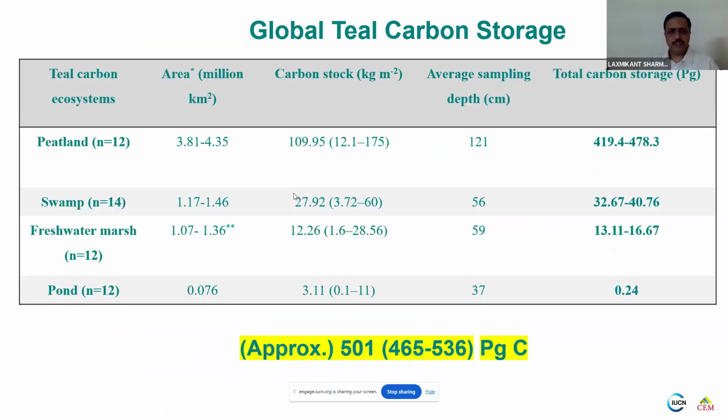So after all these scenarios, after the global survey we have conducted, we categorized the peatland, swampy, freshwater marshes and ponds as the teal carbon ecosystem, and we defined the area on the basis of publications and all these available materials. After considering all these things, we took the total carbon storage in petagram, and we calculated approximately 501 petagram of carbon stored by the teal carbon globally. So you see the importance and efficacy of the teal carbon which is stored in our ecosystems.